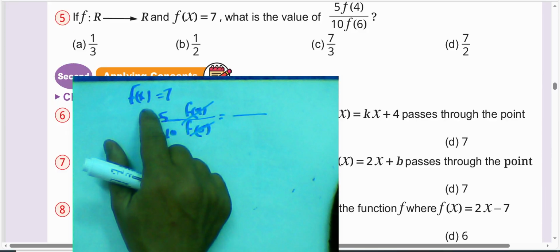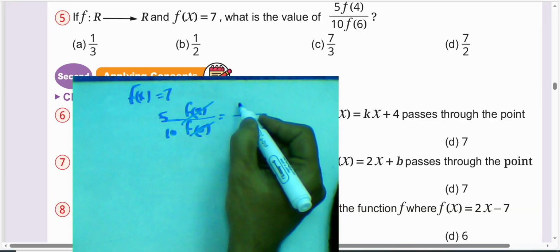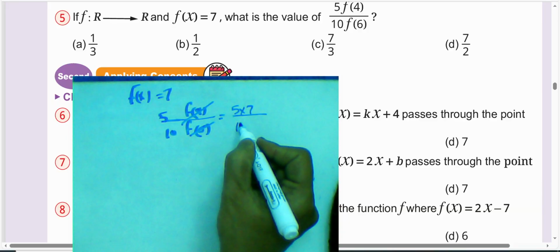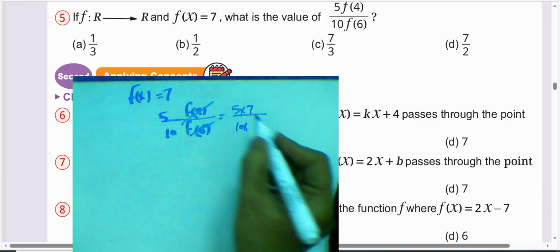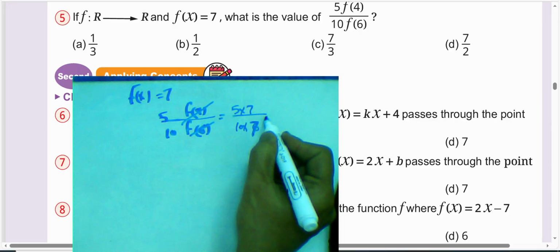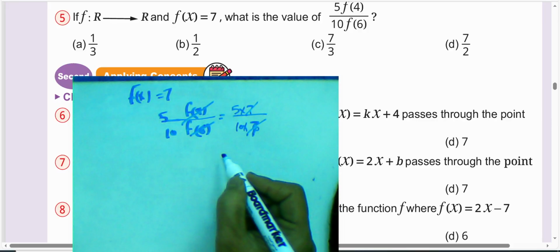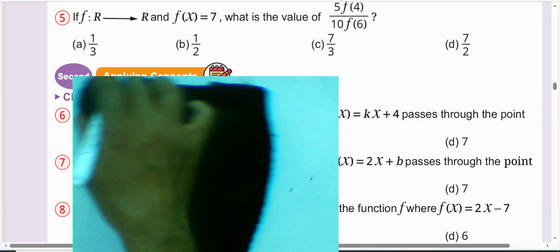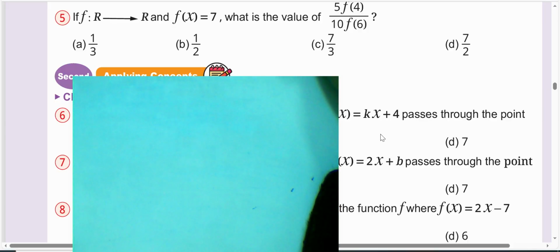If you put x equal 4, then the image will be 7, and f of 6 also will be 7. We can cancel 7 by 7 equals 1, and 5 over 10 will be half. The result will be 1 over 2. The answer will be letter B, 1 over 2.